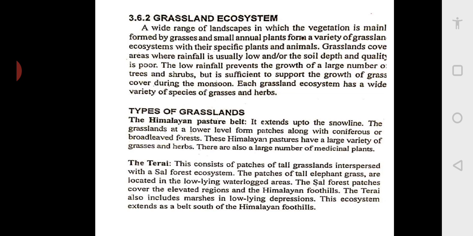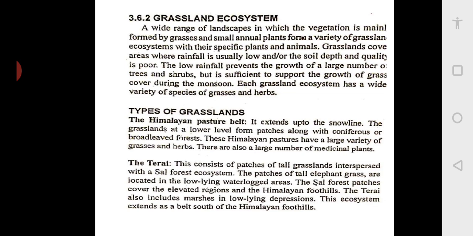So, grassland means wherever you find grass and small plants, they grow and they die. Every year they grow, not like the forest, where once the trees grow, they are there for almost hundreds of years. Here, we are discussing annual plants. They are small plants and grasses which form the grassland ecosystem.